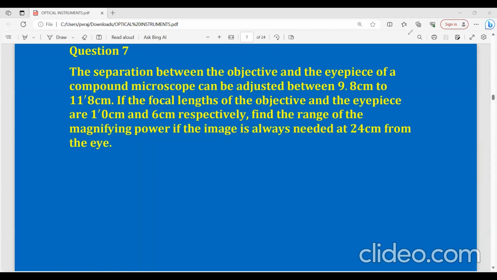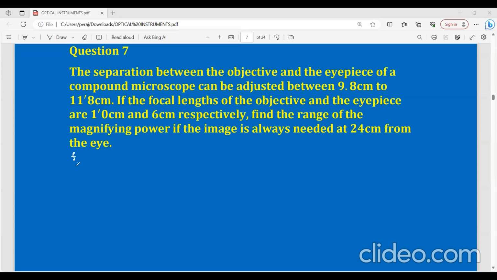Now question number 7. The separation between the objective and eyepiece of a compound microscope can be adjusted between 9.8 centimeters to 11.8 centimeters. So the distance is movable there. The lenses are movable there so that the distance can be arranged. And what is the possible arrangement that is in between 9.8 centimeters to 11.8 centimeters? If the focal lengths of objective and eyepiece are given, I think it is a similar question to the previous question.